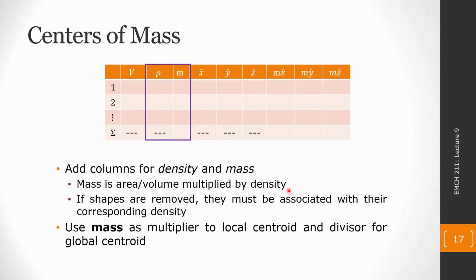Now, this is unnecessary when we have a homogeneous body because every shape is going to have the exact same density. So the mass is just going to be a scaled multiple of the volume or the area that we're dealing with. So that's why this step is unnecessary for homogeneous bodies, but for non-homogeneous bodies where the densities are going to differ between all of the shapes, that's why we're going to add this extra step.